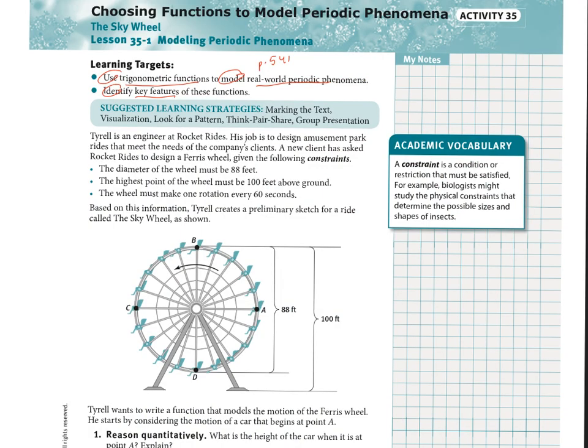Okay, so here we are on page 541. We're going to use these trig functions to model real world things, and we're going to identify key features of these functions. So you can pause, go ahead and read through the paragraph here that gives you all the important information you need about this particular Ferris wheel. And so go ahead and pause and read, and then I'll pick it up there with question one.